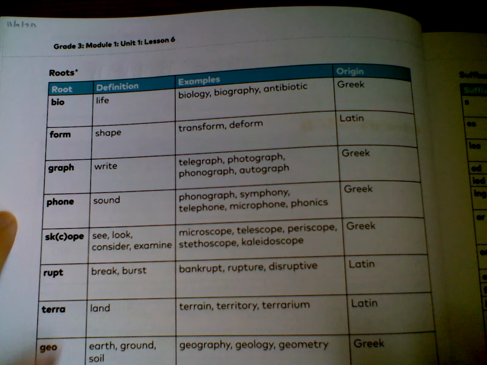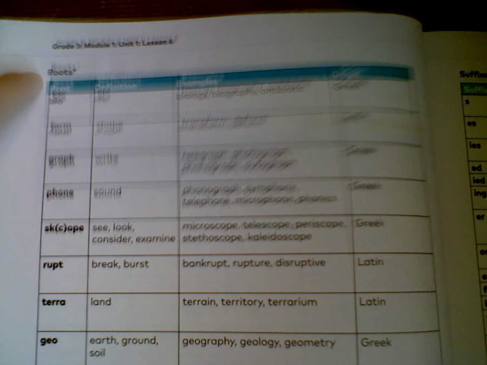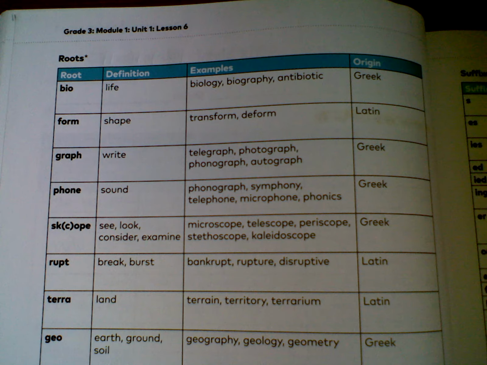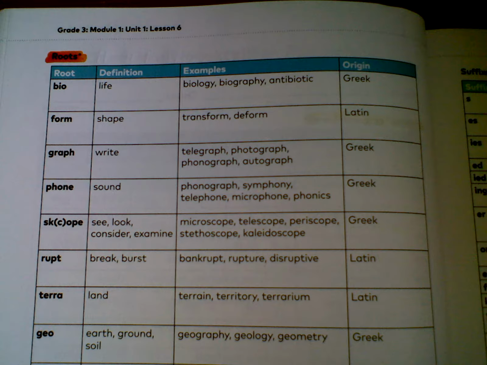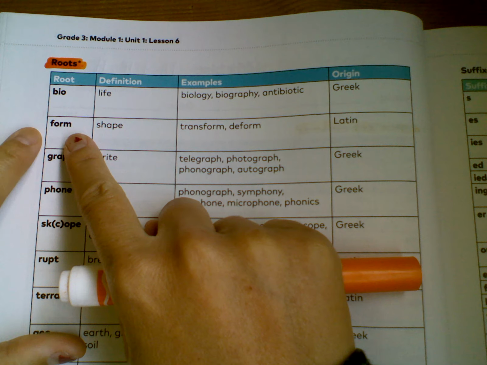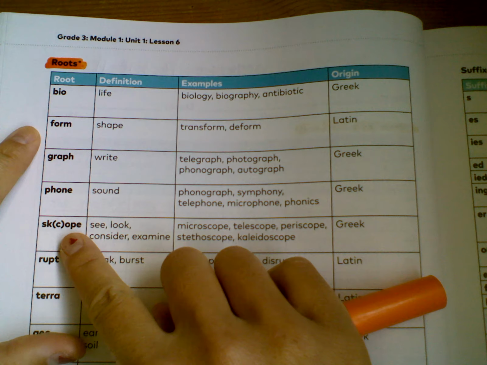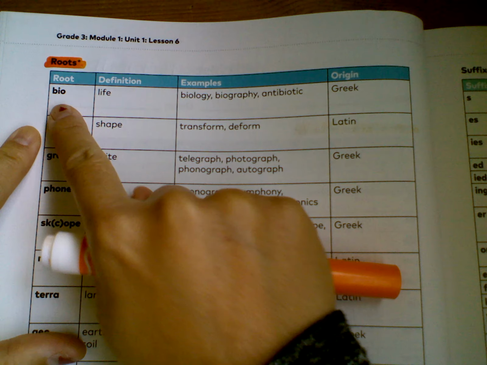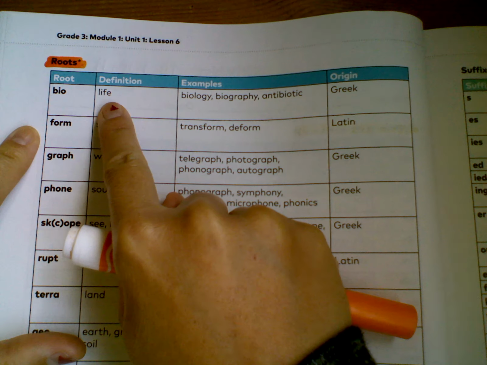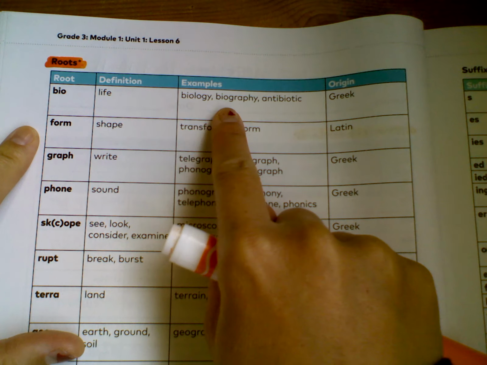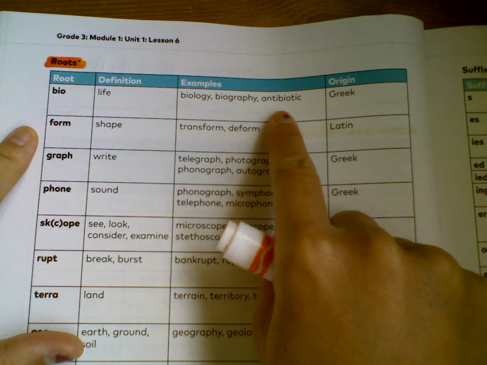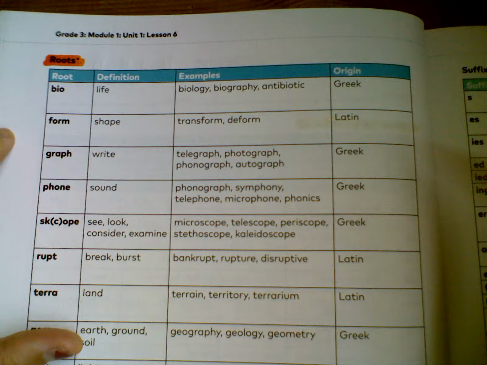On page 10, these are your roots. So I'm going to highlight these in orange. Okay. These are your root words. So you'll see the list of them: bio, form, etc. And it goes all the way down. So let's just look at the first one. Bio, the definition means life. And for example, we have biology, biography, antibiotic. Okay. Then go ahead and go to page 11.